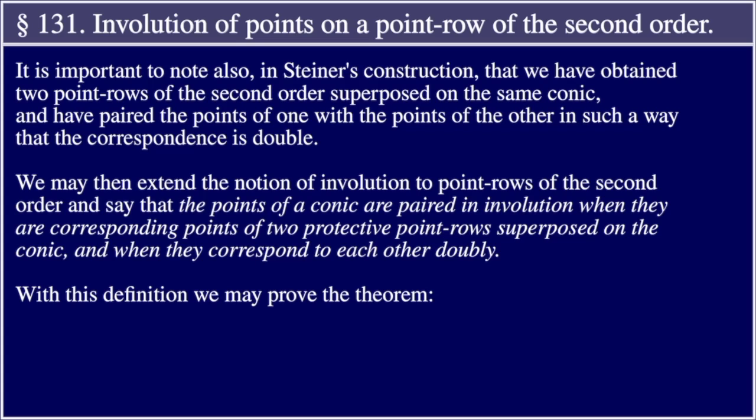We may then extend the notion of involution to point rows of the second order and say that the points of a conic are paired in involution when they are corresponding points of 2 projective point rows superposed on the conic, and when they correspond to each other doubly. With this definition, we may prove the theorem.